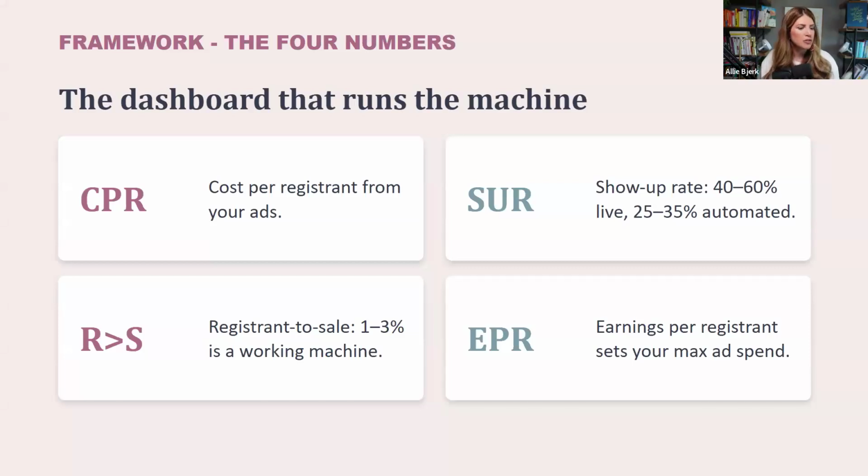The framework around the data that I look at for Evergreen webinars is cost per registration, if you are running ads. Show up rate can make a huge difference in how the webinar is performing. We want at least 40 to 60% of people to show up live if you're doing it live. If it's an automated Evergreen webinar, you can expect about 25 to 35% of people to actually watch the webinar. And then registration to sale is the R to S number. You want about 1 to 3% of people to buy after watching.